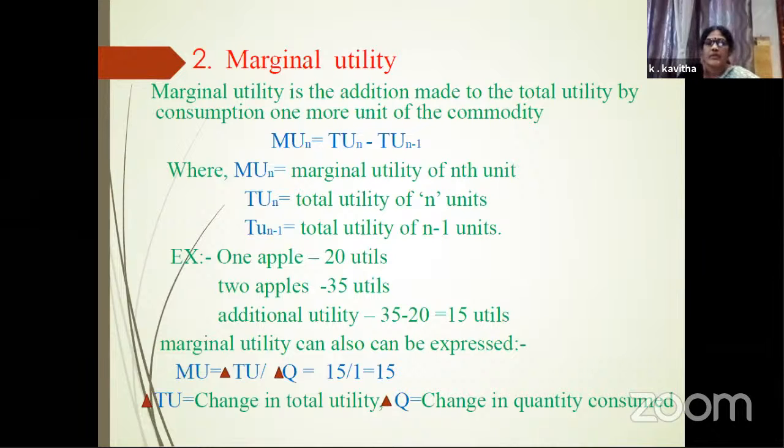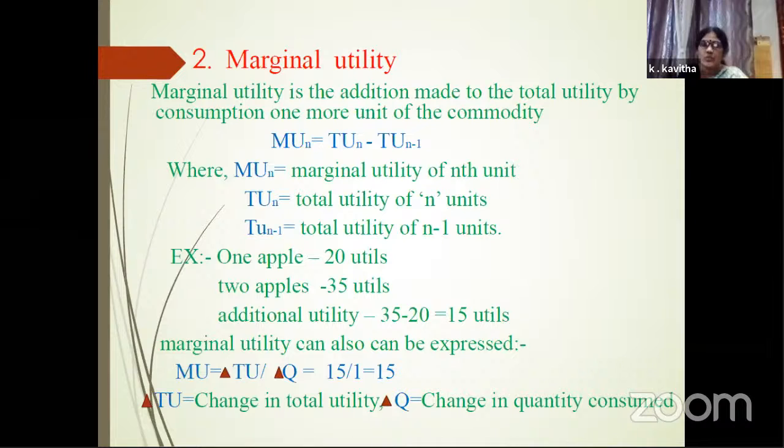In the example I gave, one apple gives 20 utils and the second gives 35 utils. Applying the formula, TUn is 35 and TUn minus 1 is 20, so this equals 15. 15 utils is the marginal utility. It can also be expressed as the change in total utility divided by the change in quantity, delta TU by delta Q. The marginal utility is 15 and the additional quantity is 1, so 15 by 1 equals 15. Delta TU is the change in total utility, and delta Q is the change in quantity consumed.